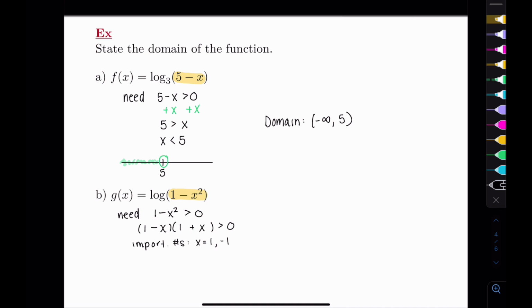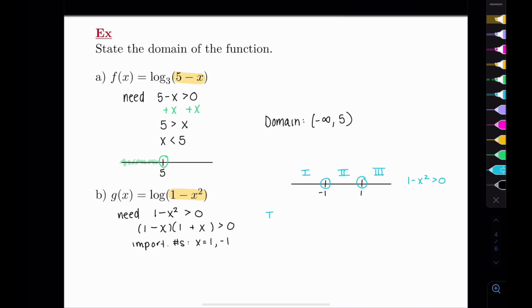So unfortunately, we do have to do interval testing for this to see which intervals work. So I put 1 and negative 1 in order. We definitely cannot equal these endpoints though, because we have a strict inequality. We're trying to see is 1 minus x squared greater than 0. And so I have 3 intervals to test.